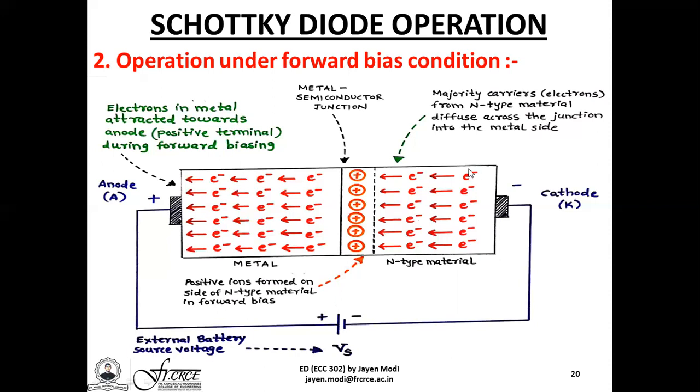Now, since this is a semiconductor material, you have a very thin wall of positive ions formed on the side of the n-type material, which is very near to the metal semiconductor junction interface. For every single electron that leaves the n-type material and diffuses into the metal, a single ion is left behind. So an extremely thin wall of positive ions is formed in the forward bias mode of operation.